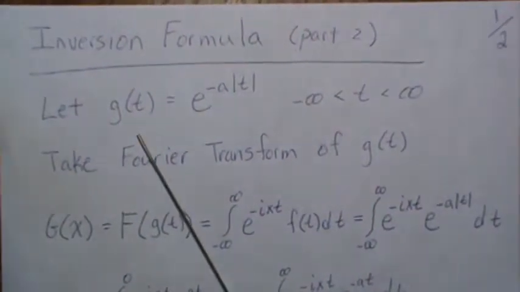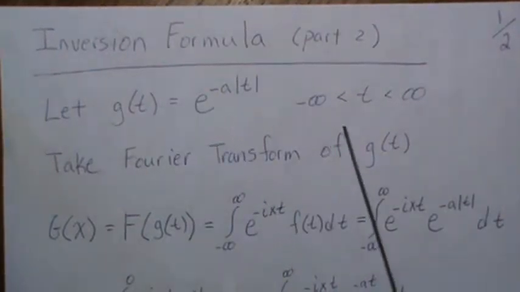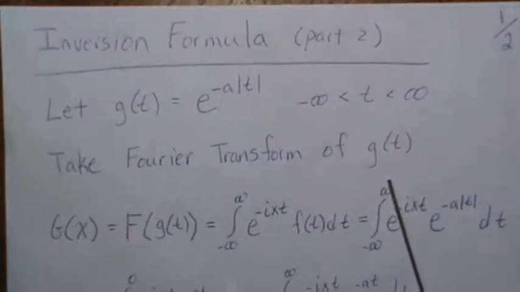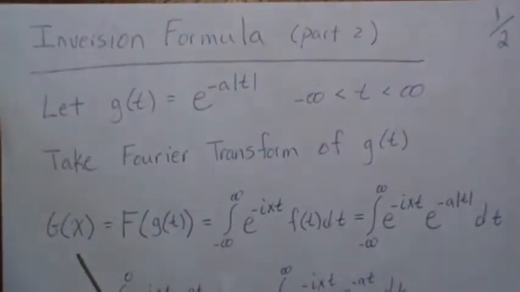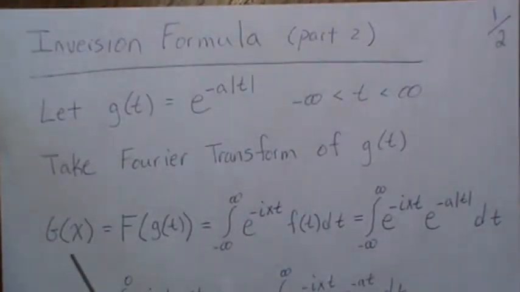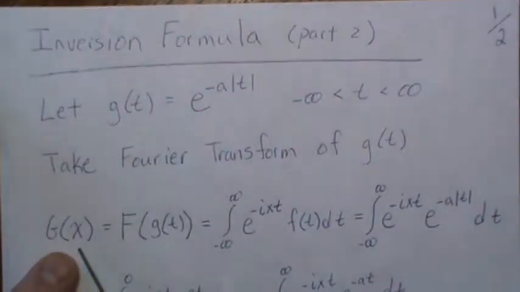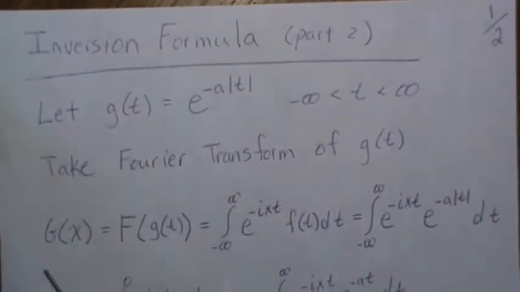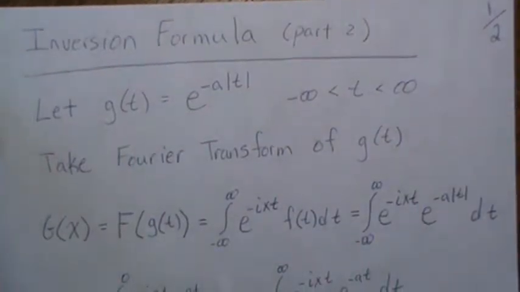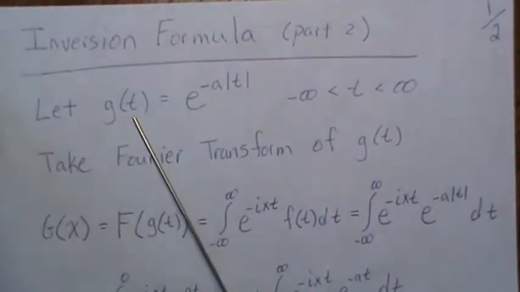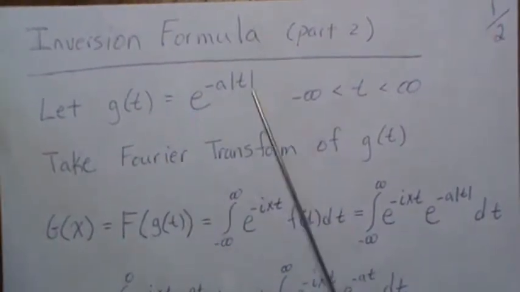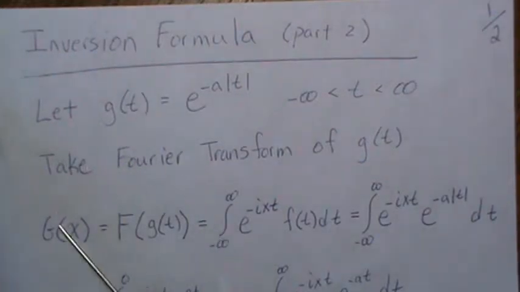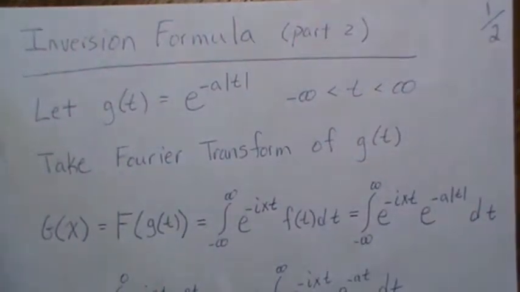So let's let g of t be this exponential function, where t is over the whole real line. Let's take the Fourier transform of g of t, and it's going to create another function, g of x. Here we're kind of interchanging the g and the t from what we did before, but they're just variables. Usually we've called this a function of x and then created a Fourier transform which went to t, but we're inverting these, and you'll see why in the end.